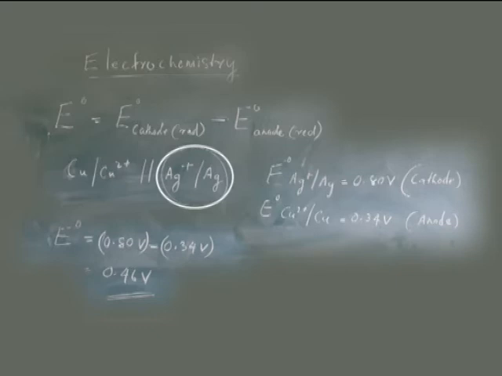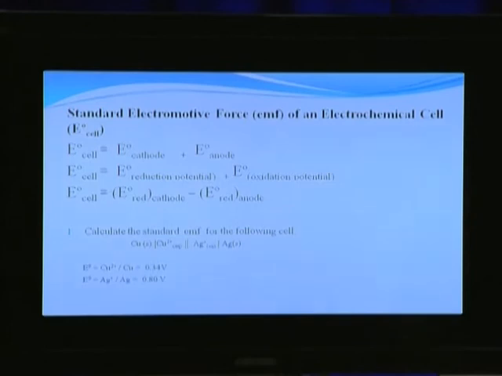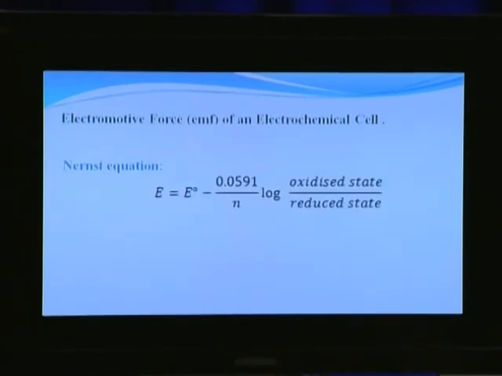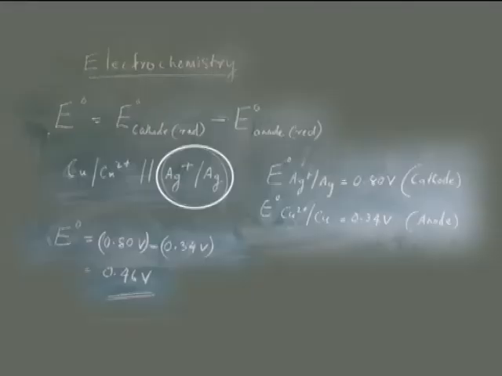I hope you understood this. So we are substituting in this formula: E naught equals E cathode minus E anode, when we take the reduction potential value for both electrodes. This is the formula used to calculate the standard EMF. When I say standard, it means all the conditions are in standard form, that is, concentration is 1 molar, temperature is 298 Kelvin, and pressure is 1 atm.